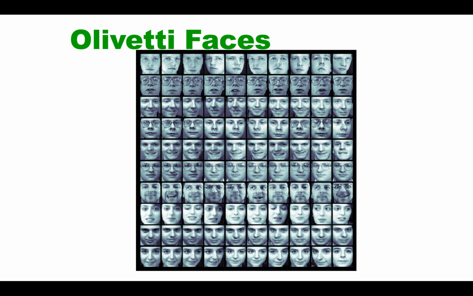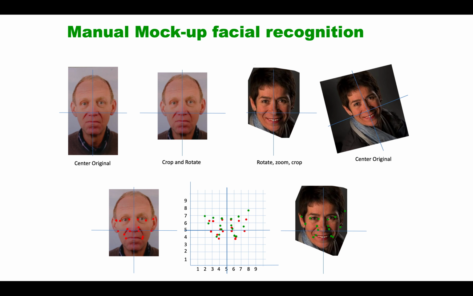A good example, this is a famous picture of the so-called Olivetti faces. And this is actually a data set from the early 70s on which facial recognition was initially developed. It's the actual original data set. That's what it looks like. Now, this leads also to a slight side alley on facial recognition. How does that actually work?